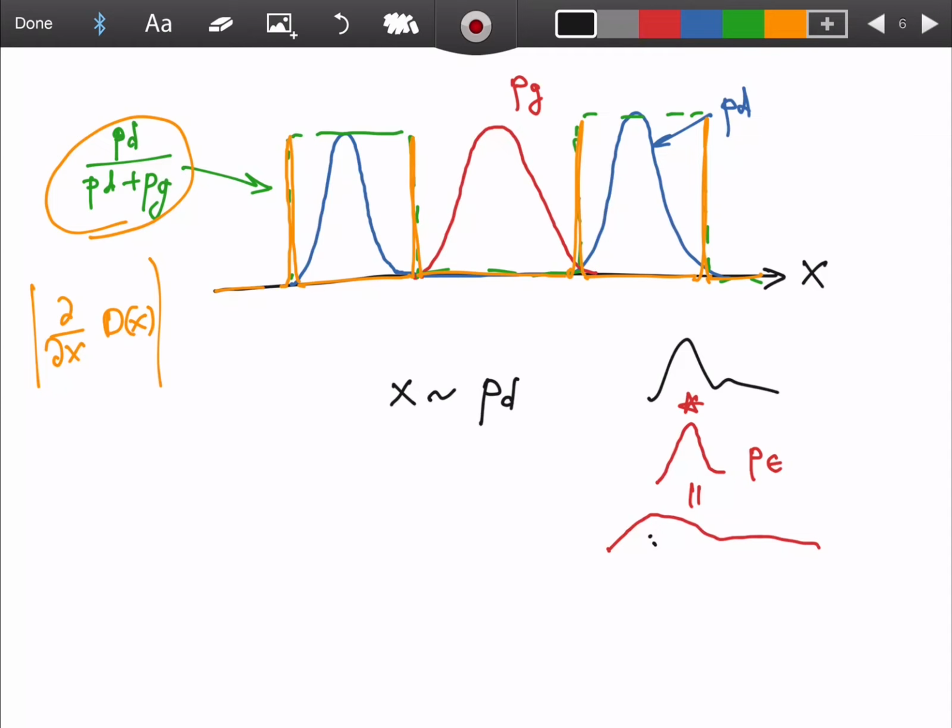Let me do the following. I will take epsilon from P epsilon, statistically independent of X, and I will simply sum X and epsilon. Sometimes this is called the convolution theorem in probability theory. Then this sum will be distributed according to what is written here, PD convolution with P epsilon. So this is how you do blur. You add noise, essentially.